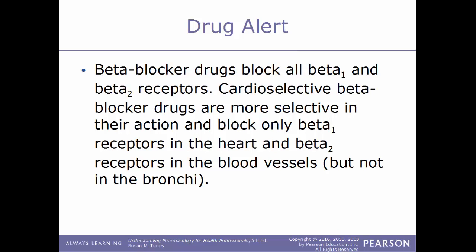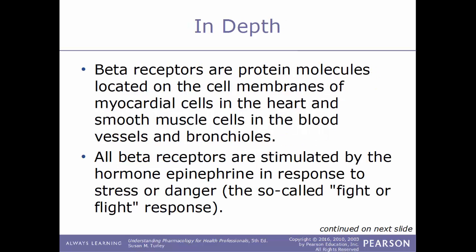Beta blocker drugs block all beta 1 and beta 2 receptors. Cardioselective beta blocker drugs are more selective in their action by only blocking beta 1 receptors in the heart and beta 2 receptors in the blood vessels, but not in the bronchi. Beta receptors are protein molecules located on the cell membranes of myocardial cells in the heart and the smooth muscle cells within the blood vessels and in bronchioles.